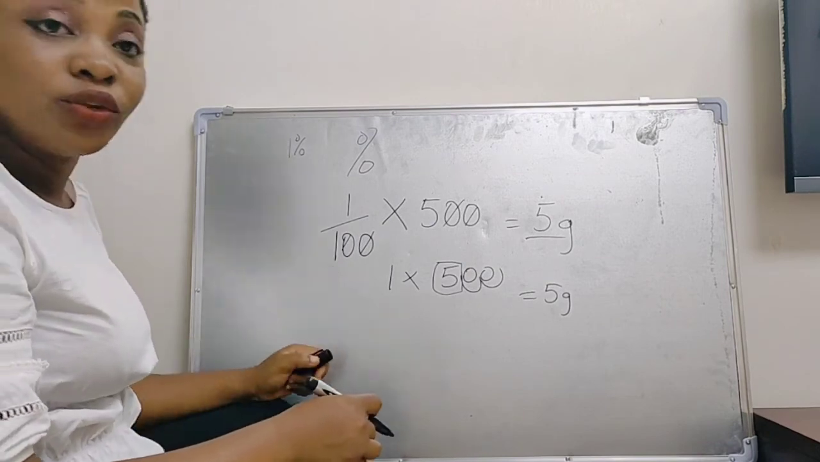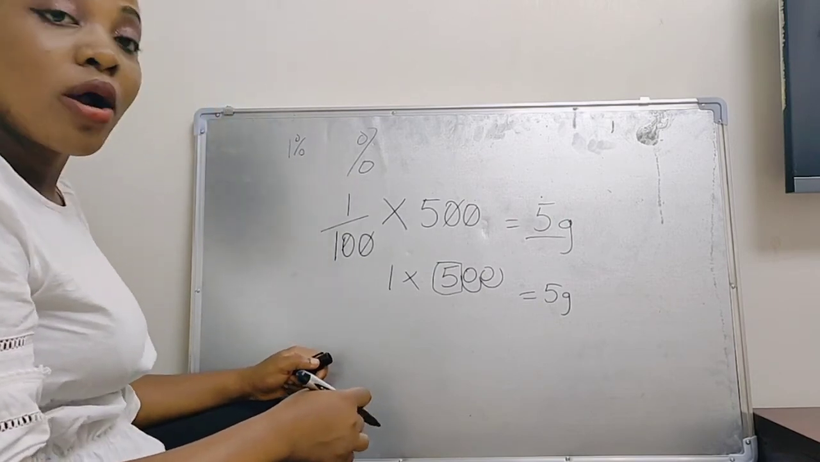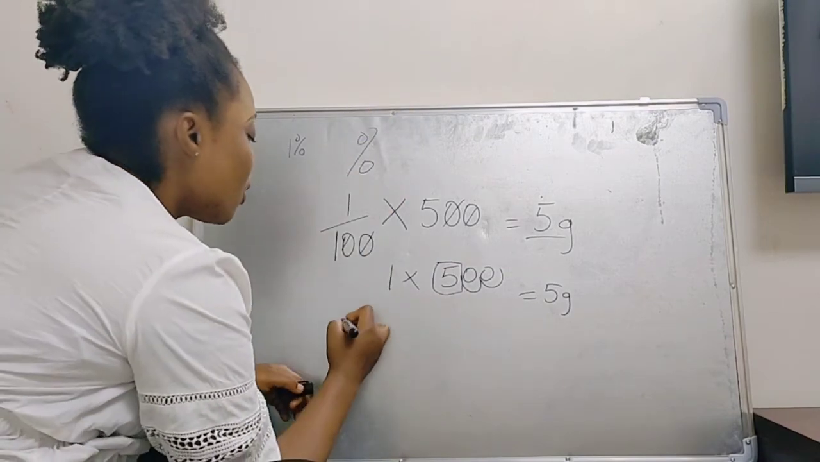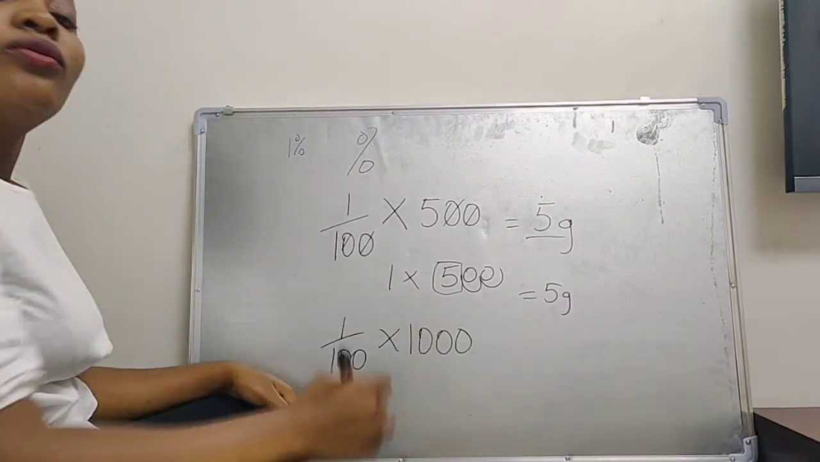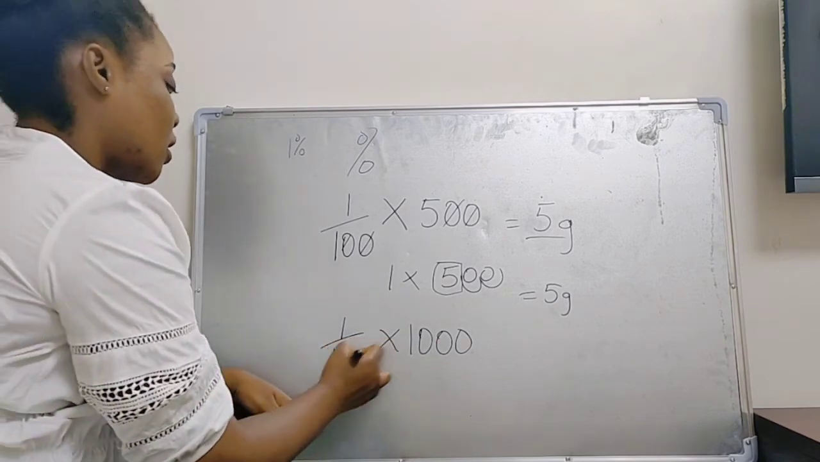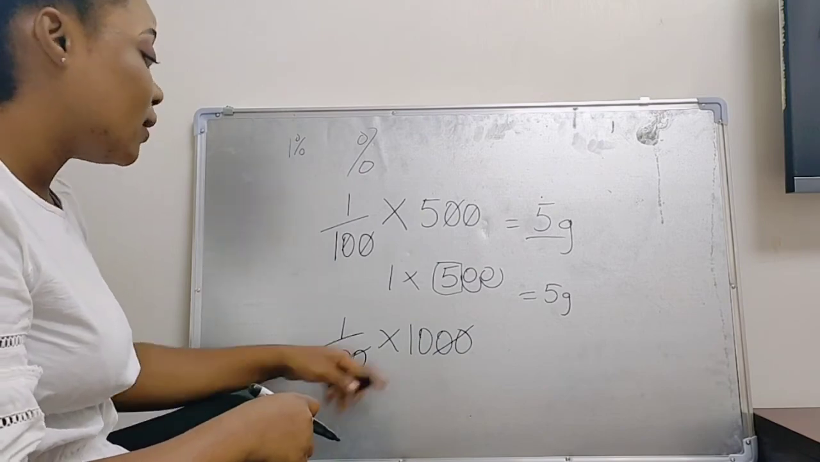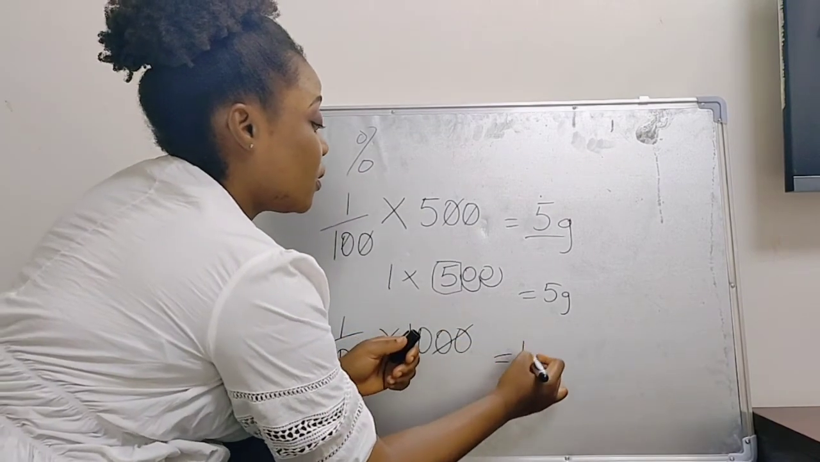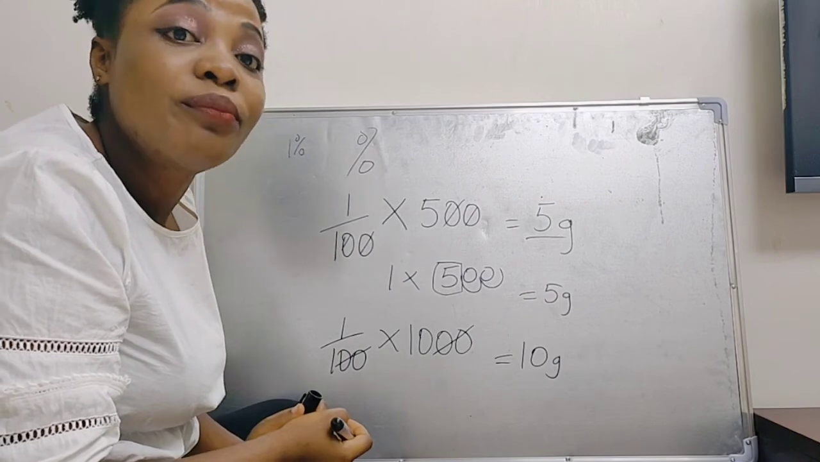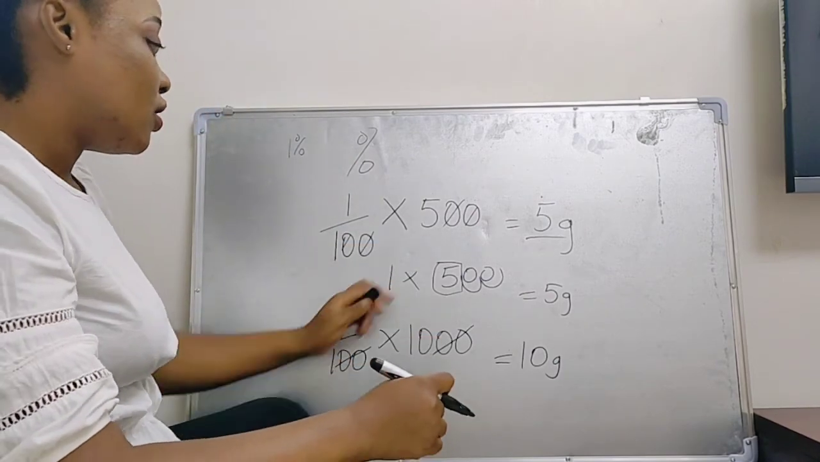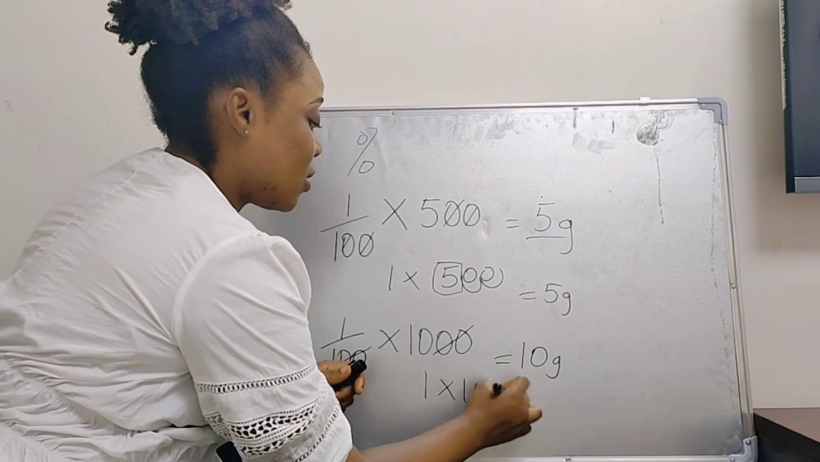Assuming that we wanted to use 1,000 grams of product. How are you going to calculate? 1% of 1,000. I cancel this too. What is left? 10 is left. 1 times 10 is how many? It's 10, right? So you are going to be adding 10 grams of preservative into your product. As easy as that.